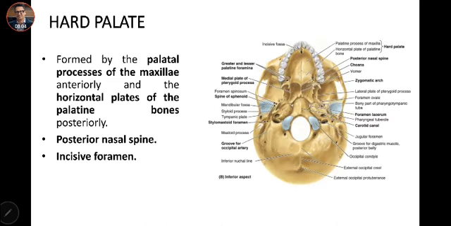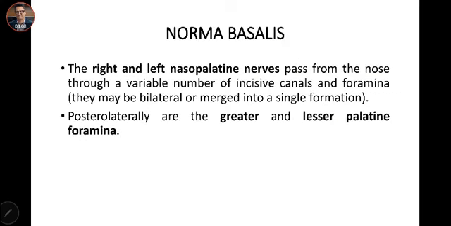So this is the hard palate. You can see over here, and as I've told you already, the greater and lesser palatine foramina.